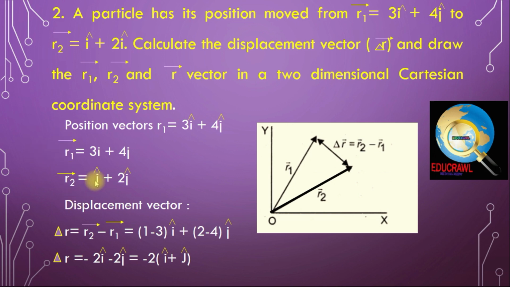So, in R2, the i component is 1. In R1, the i component is 3. So, 1 minus 3 into i cap plus R2, the j component is 2 and the j component of R1 is 4. So 2 minus 4 j cap. So the answer is minus 2 i cap minus 2 j cap. Minus 2 is in common, so we can take that outside. So del R, which is nothing but the displacement vector, is minus 2 into i cap plus j cap.